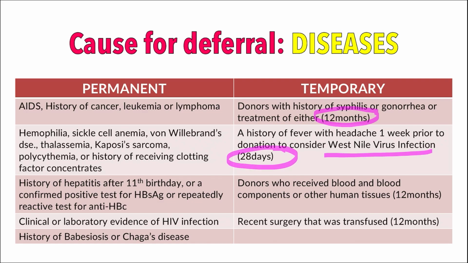So that's 28 days. Fever with headache, consider West Nile virus, 28 days. Donors who will receive blood and blood components or other human tissues: 12 months. You cannot donate if you have been transfused with blood or other human tissues. Recent surgery that was transfused, 12 months. So you have a surgery and you were transfused with blood, still 12 months.